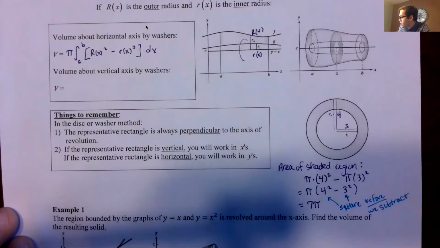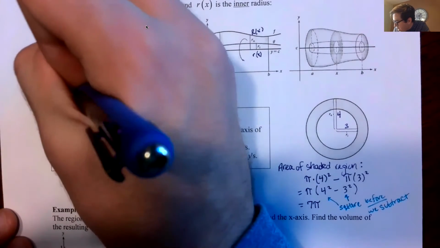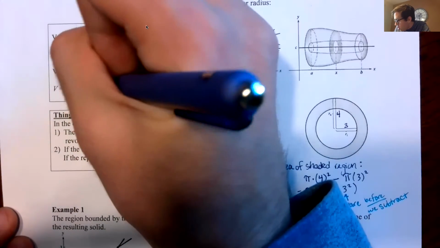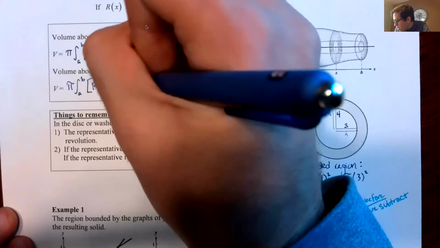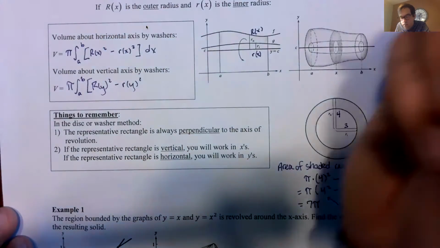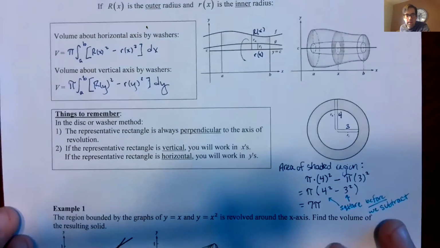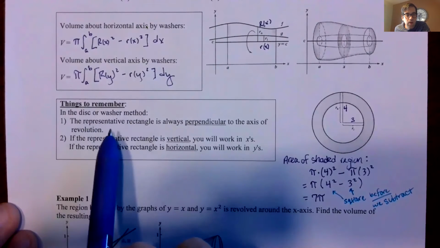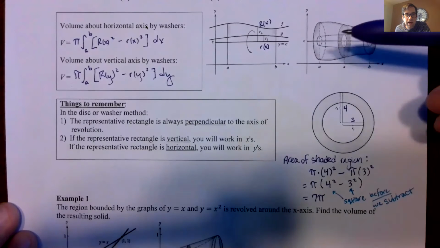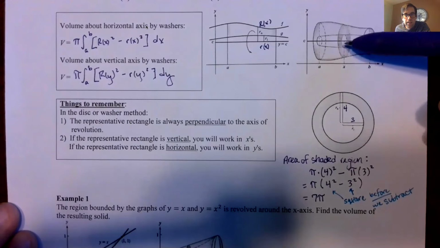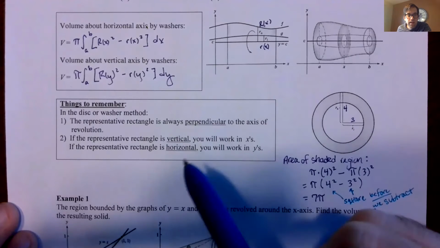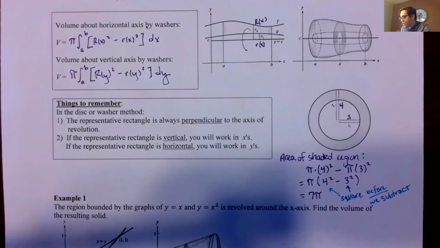Just like always, we can do the same thing in terms of y. If it's about a vertical axis, it's going to be pi times the integral from a to b of R of y squared, with a capital R, minus r of y squared, with a lowercase r. Okay, things to remember. This is the exact same from the previous lesson. The representative rectangle is always perpendicular to the axis of revolution. So up here we've got these slices going this direction, and our axis of revolution is perpendicular to that. And I think that's really all we need to know to get to example 1.